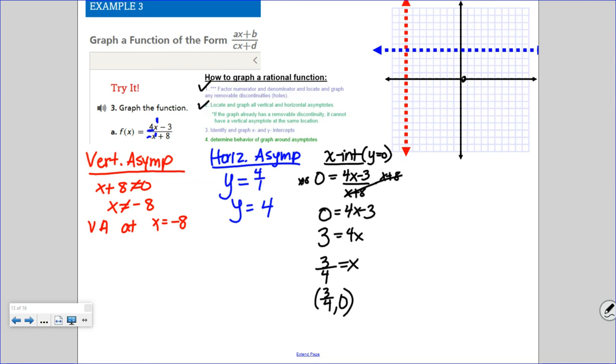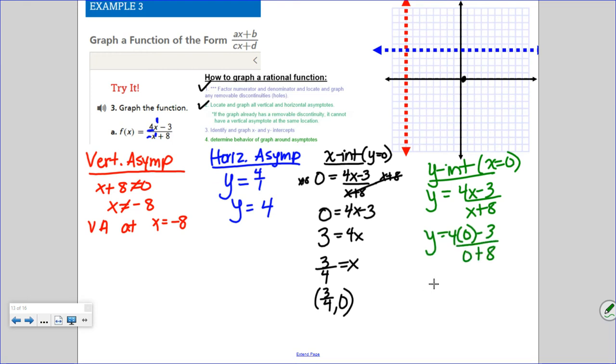And now for the y-intercept. The y-intercept happens whenever the x is equal to 0. So I take this equation, y equals 4x minus 3 over x plus 8, and I substitute 0 in for the x. So y equals 4 times 0 minus 3 over 0 plus 8. Y equals, I'm getting -3/8. So there's a y-intercept at 0, -3/8. 0, -3/8 is about right here. So I've done this. Now it's time to determine the behavior of the graph around the asymptotes.